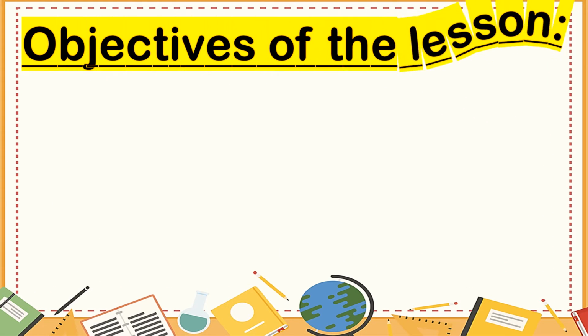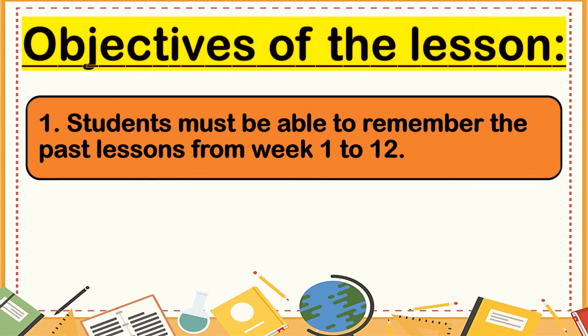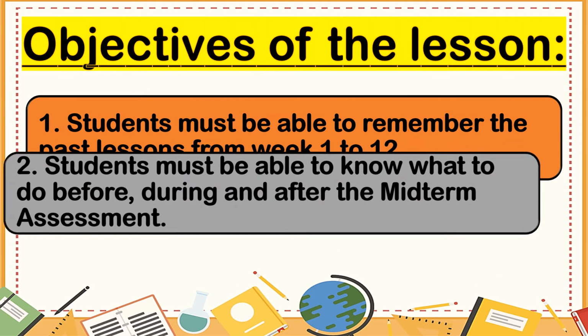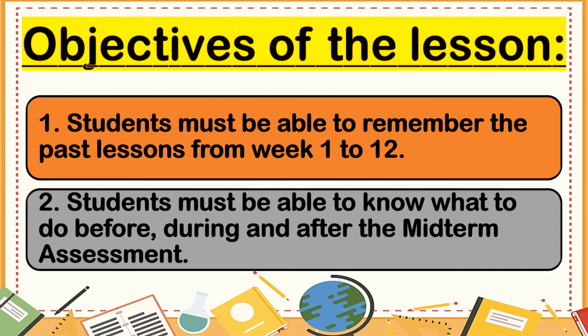So class, the first objective of the lesson for today: students must be able to remember the past lessons from week 1 to 12, which are Units 1 to 4. And number 2, students must be able to know what to do before, during, and after the midterm assessment.